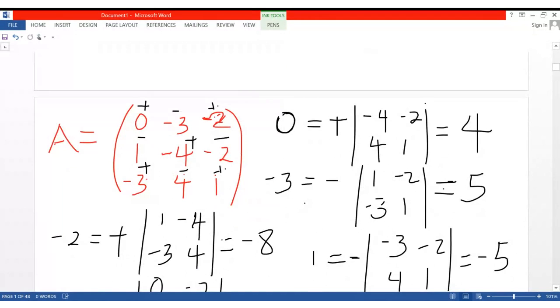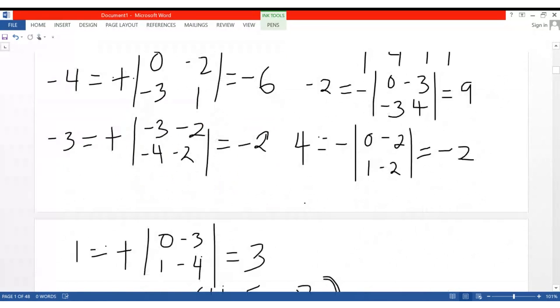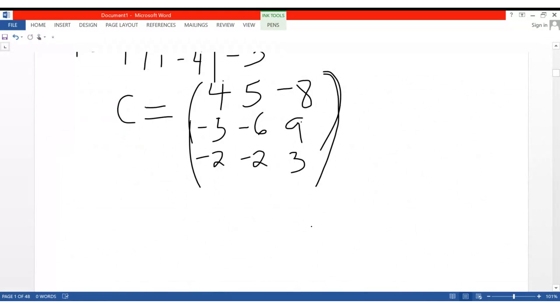By getting the matrix, we shall now be able to get the transpose matrix. We transpose this one, CT. If we transpose this one, you remember how you are transposing? You interchange the rows and the columns.